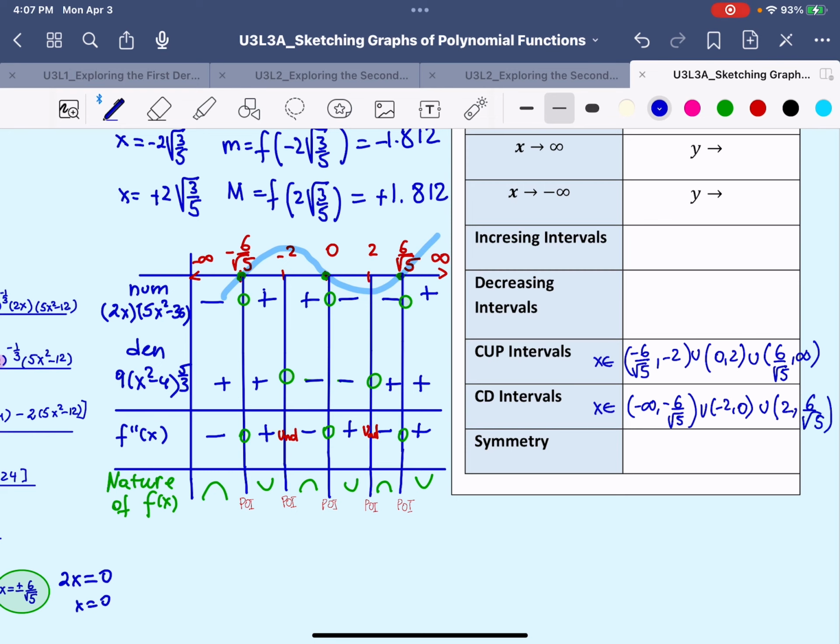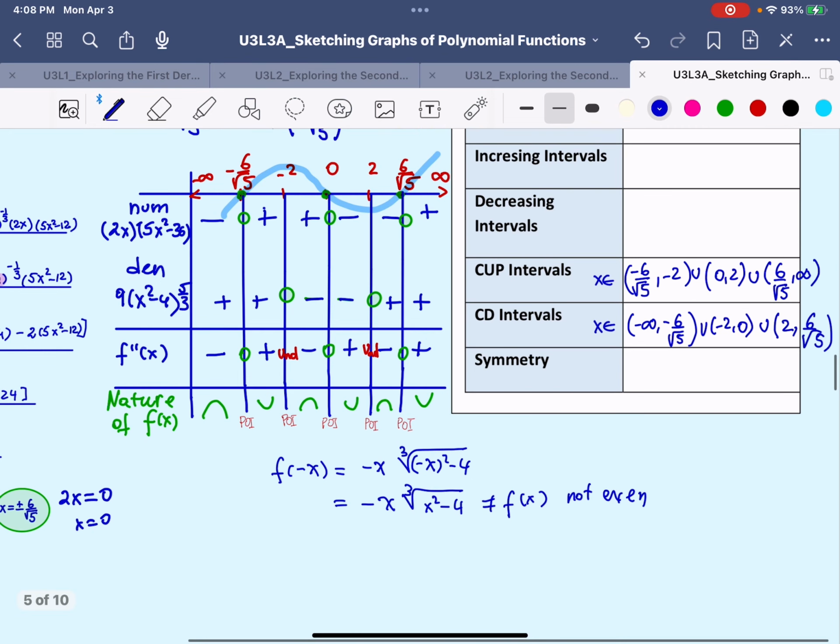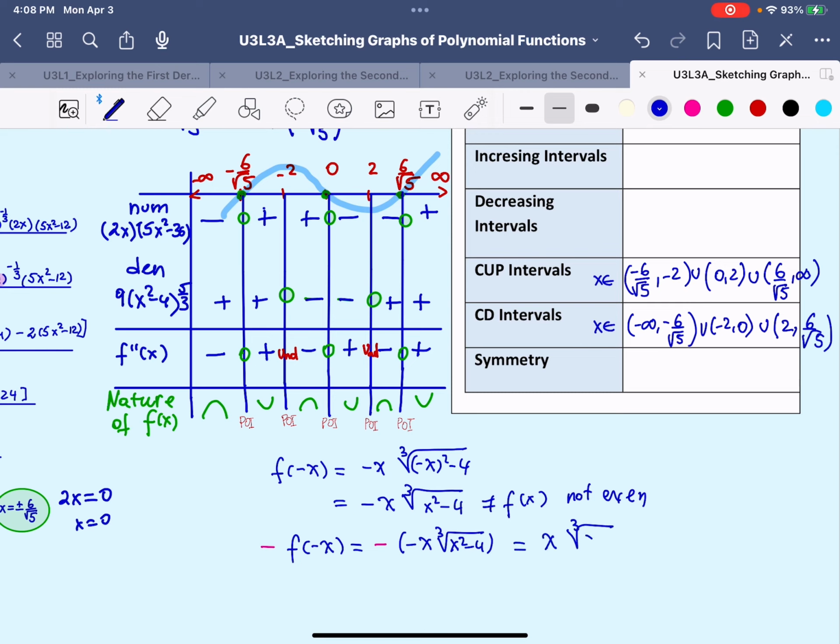So when it comes to symmetry, we check for f of negative x. So negative x, the third root of negative x squared minus 4. So that's negative x, the third root of x squared minus 4. So this is different than f of x. So it's not even. So we're going to check negative f of negative x. So we're going to throw in a negative before the entire expression. So that would be positive x, third root of x squared minus 4. So that is exactly equal to f of x. So we're going to say the function is odd. So it does have odd symmetry.